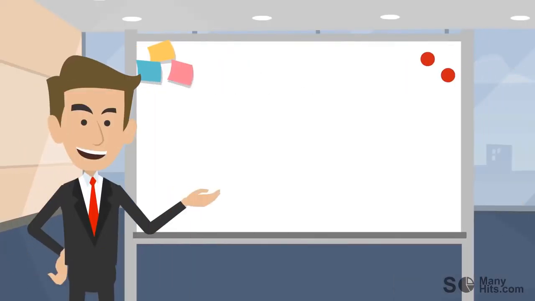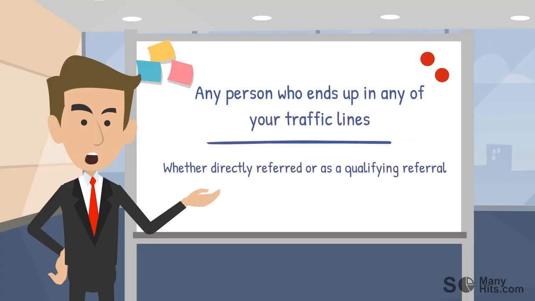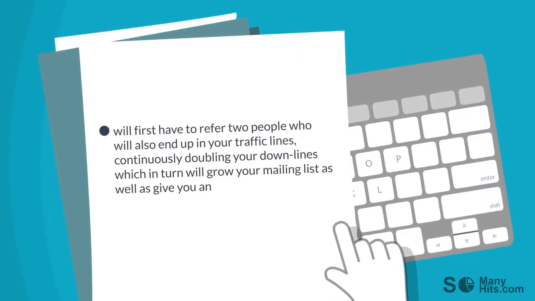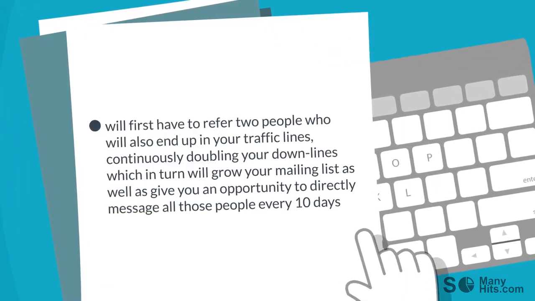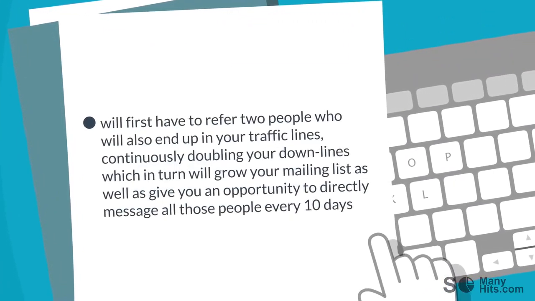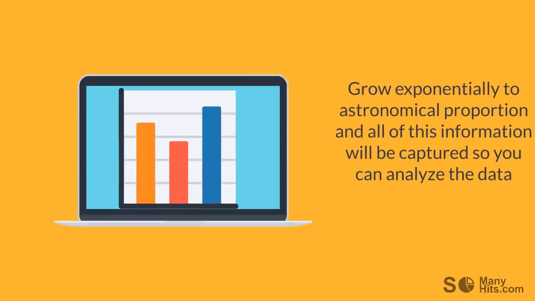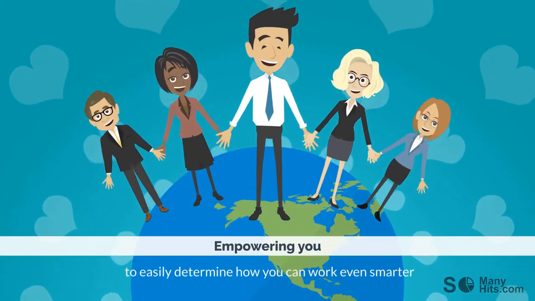To recap, any person who ends up in any of your traffic lines, whether directly referred or as a qualifying referral, will first have to refer 2 people who will also end up in your traffic lines, continuously doubling your downlines, which in turn will grow your mailing list, as well as give you an opportunity to directly message all those people every 10 days. Your traffic to any and all sites you promote will grow exponentially to astronomical proportion, and all of this information will be captured so you can analyze the data, empowering you to easily determine how you can work even smarter.